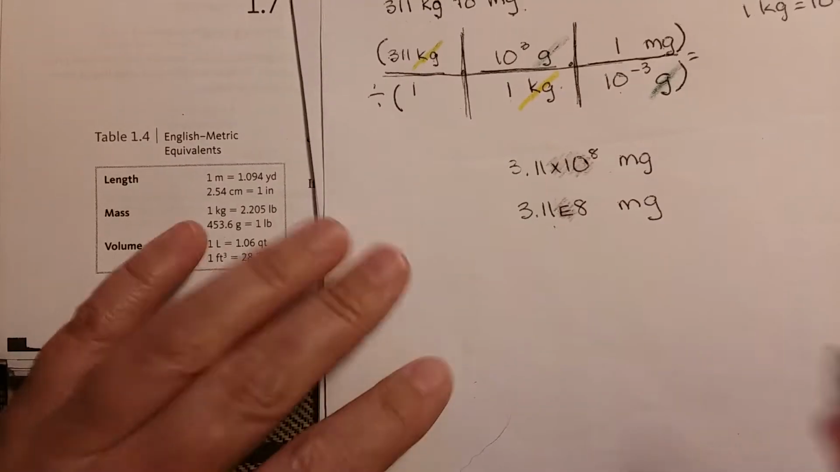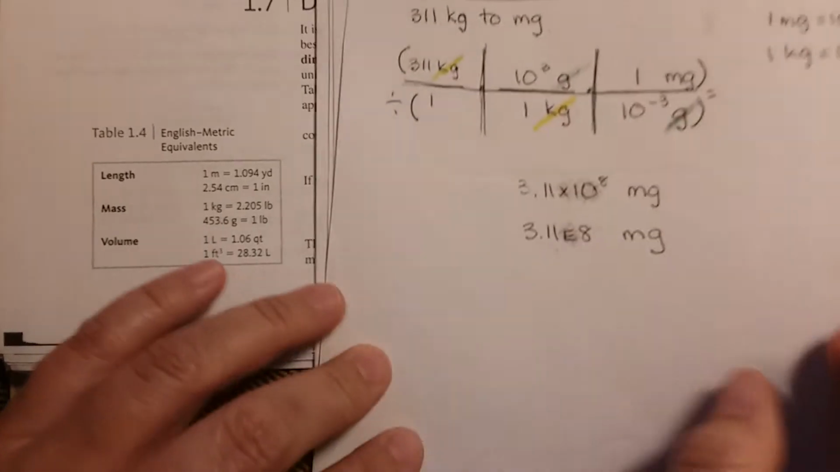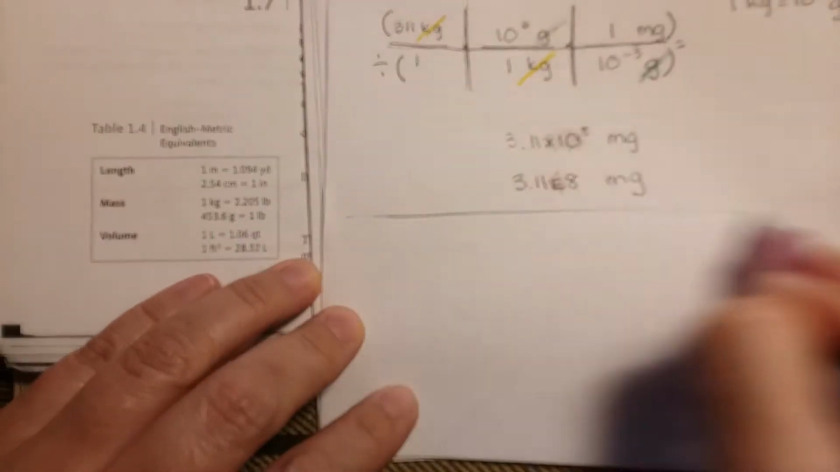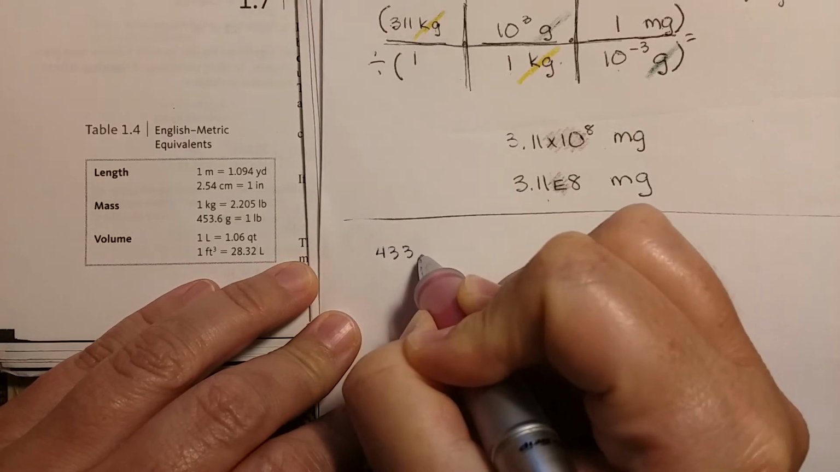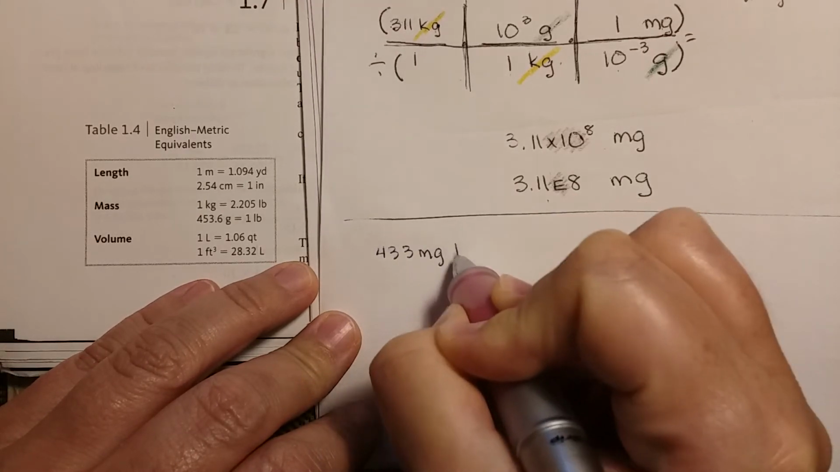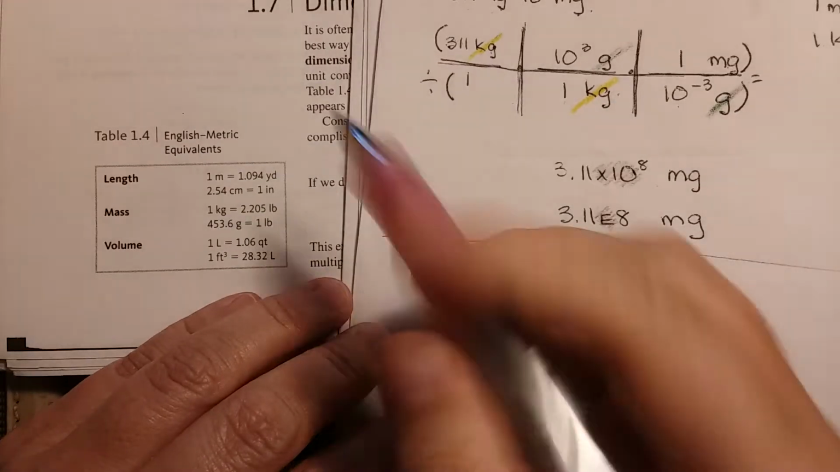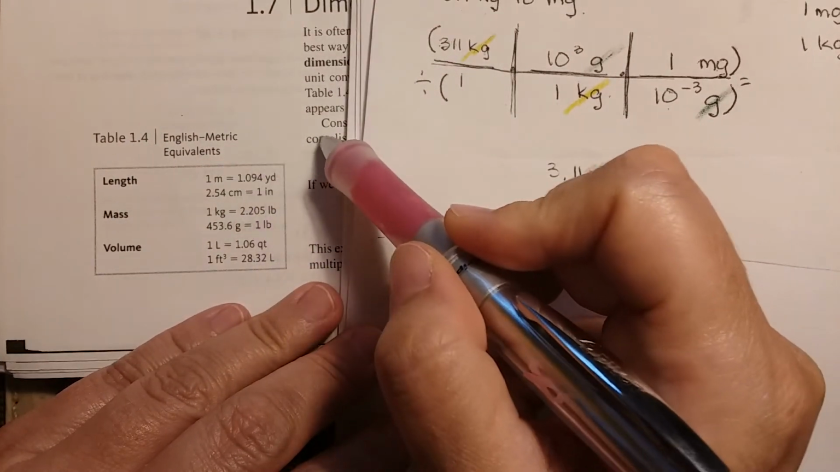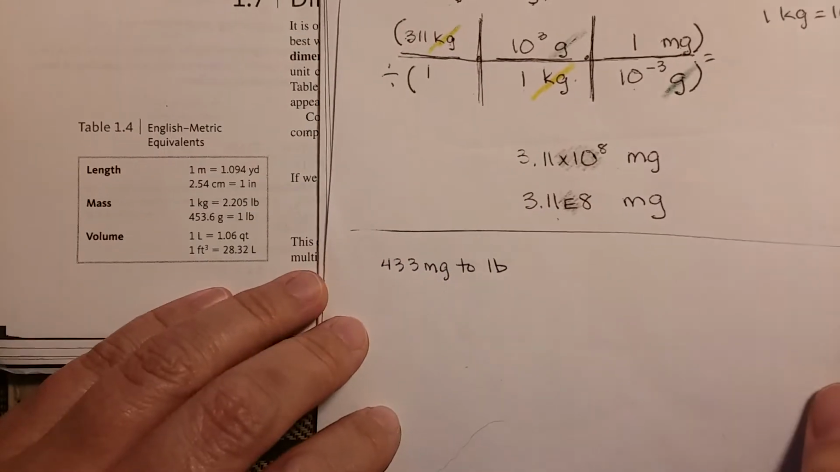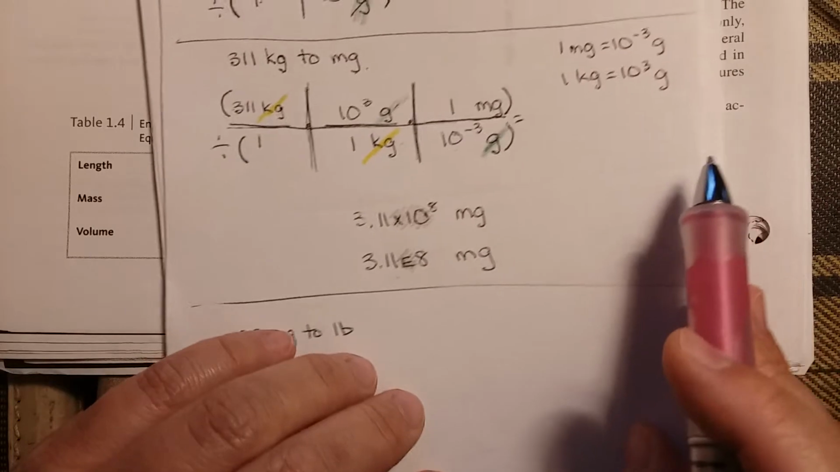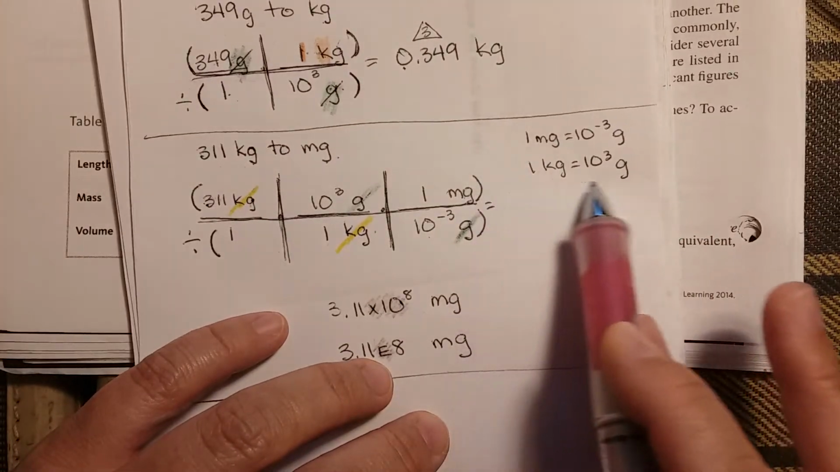So I'm just going to take, let's say, 433 milligrams to pounds. Now, the metric to metric sheet, I'll have to pick this piece of paper up and turn it around and stuff. So if you need help on that, please refer to one of the earlier videos. I'm just going to go with what I've written down here.